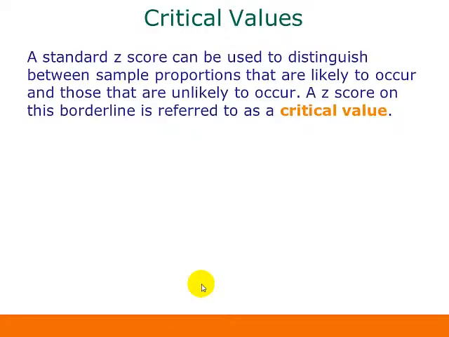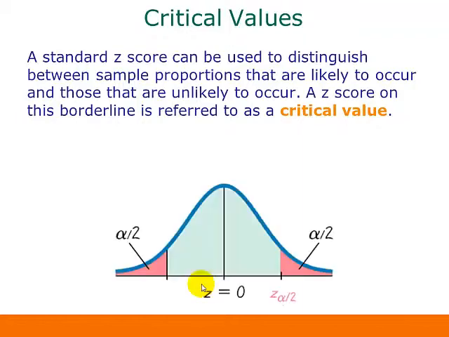Now, the way we use that fact is that we use a z-score, which is from the standard normal distribution, to distinguish between sample proportions that are likely to occur and those that are unlikely to occur. A z-score on the borderline between these two is referred to as a critical value.